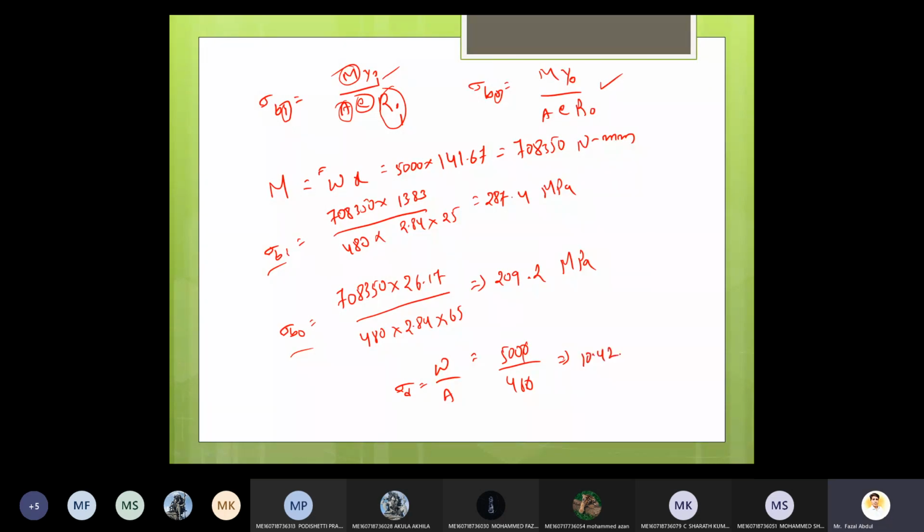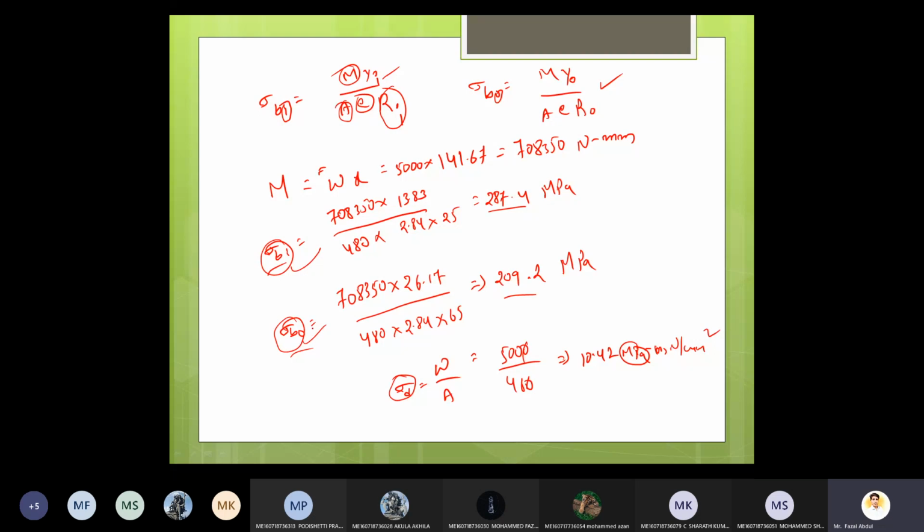10.42 megapascal. Megapascal or Newton per mm square, both have the same meaning. Don't get confused. Now see here, at the inner fiber this much stress is generating, at the outer fiber this much stress is generating, and direct stress is acting at both the inner as well as the outer fiber.